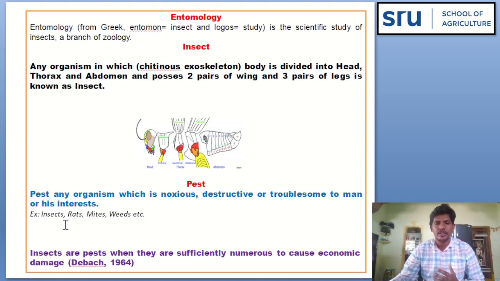What is entomology? Entomology is a Greek word. The scientific study of insects is entomology.